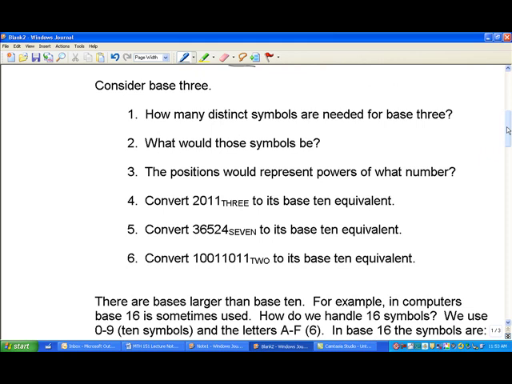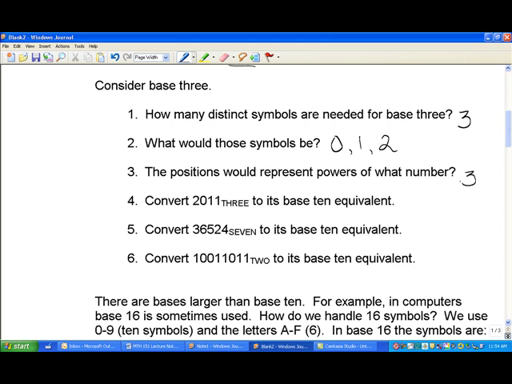Okay, so let's consider base 3. How many distinct symbols would be needed for base 3? Okay, a reminder. For base 10 we needed 10. For base 5 we needed 5. So what do we need for base 3? Right, we need 3 distinct symbols. Those symbols would be 0, 1, and 2. So we have 3 symbols. The positions would represent powers of what number? It would be powers of 3.